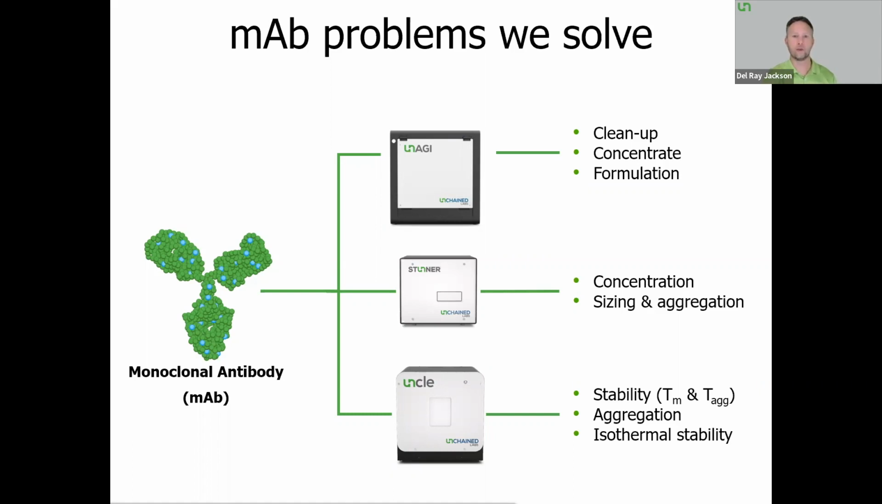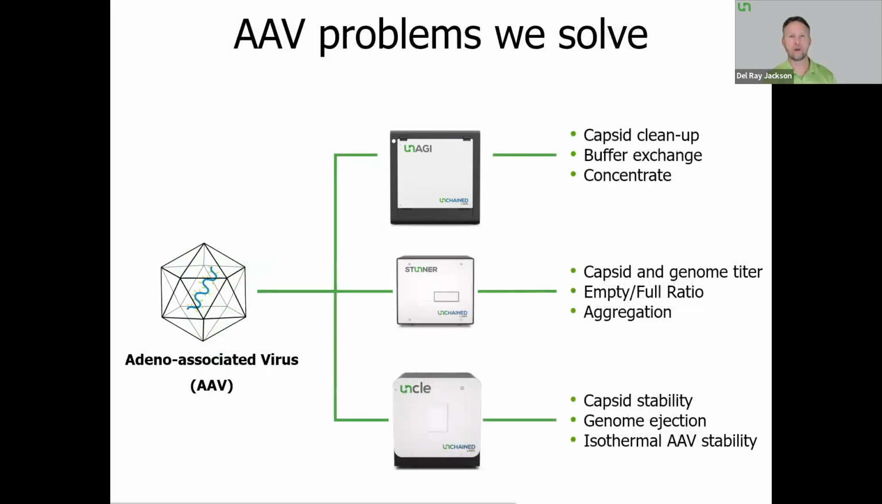If you're more on the gene therapy side, working with a vector AAV, again, Unagi is going to be great. You're going to be able to concentrate with it, do any buffer exchange that you need to. And then you can put that on the Stunner to measure your capsid and genome titers, get a sense of your empty full ratio, and also look at aggregation. You know, some of our AAVs like to aggregate more than others, so you're able to measure that and check that with Stunner. And again, Uncle being used to measure stability of capsid and genome ejection.